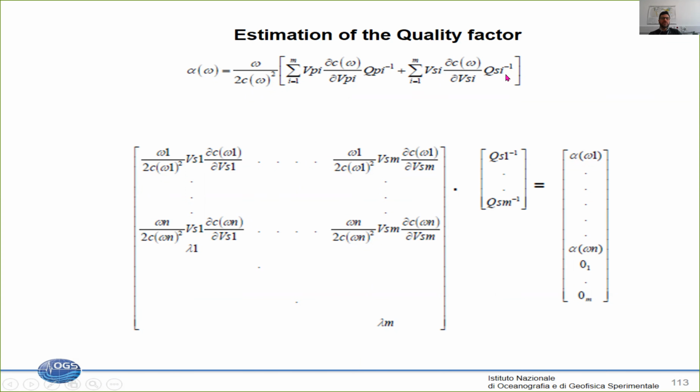What are my unknowns? Unknowns are, of course, in this case, the quality factor. Here I'm considering only shear waves. The quality factor for shear waves in each layer from 1 to M in my underground structure. This is, again, a linear system, and I can solve the linear system very simply. For example, using a least square method, very similar to what we have seen for the dispersion curve.